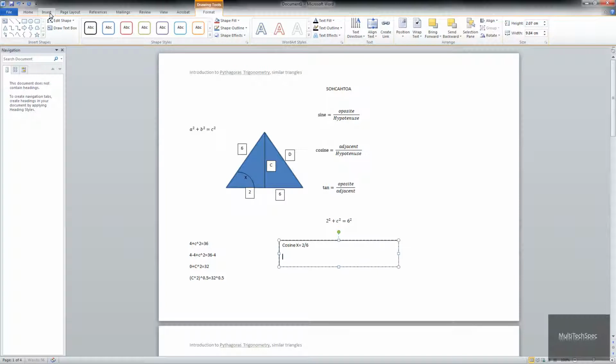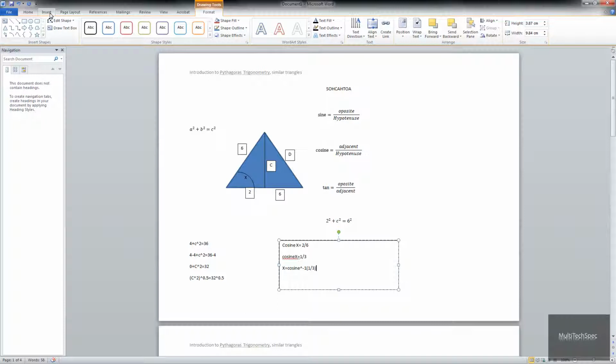Then we could say cosine x a third is equal to a third. Okay. Then we could take cosine to the other side. So we could say x is equal to cosine to the power of minus 1 over a third. Okay. So all we've done is taken cosine over to the other side. Okay. Which we can do.